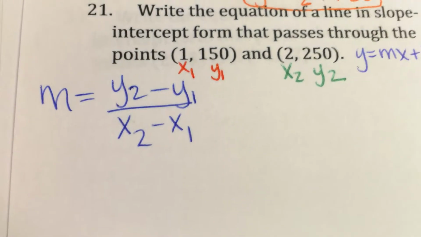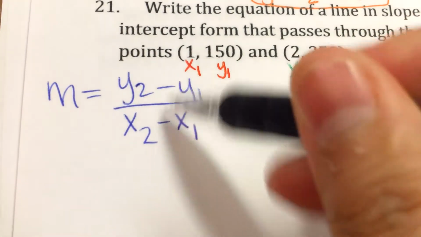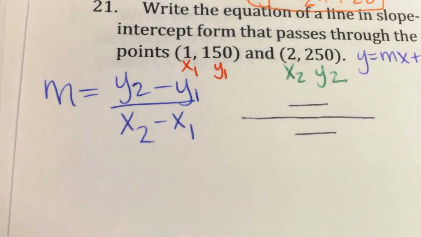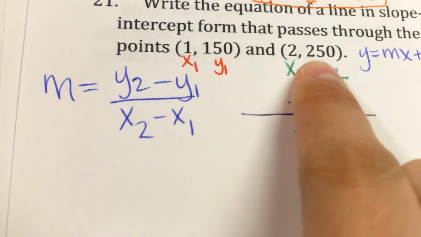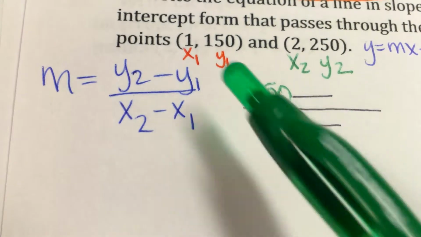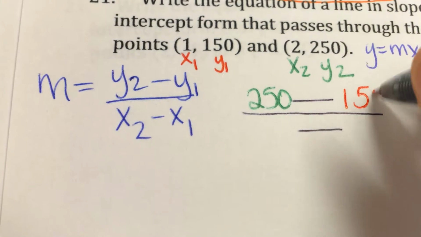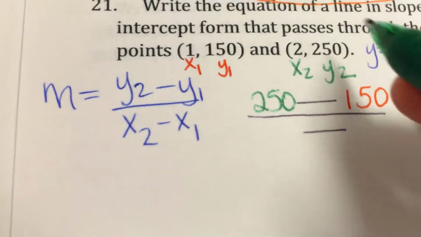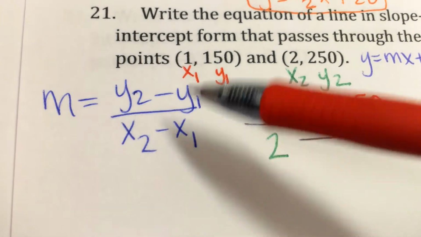Now we're going to plug in the numbers. So here I'm going to go ahead and put the minus signs because those are already part of the formula. So you need to make sure you put those there. Do that first so that way you don't mess up. Okay, so here it's telling you to put y2, so my y2 is 250. Then it's asking for y1, which is 150. And then it's x2. x2 is 2. And then it's x1. x1 is 1.